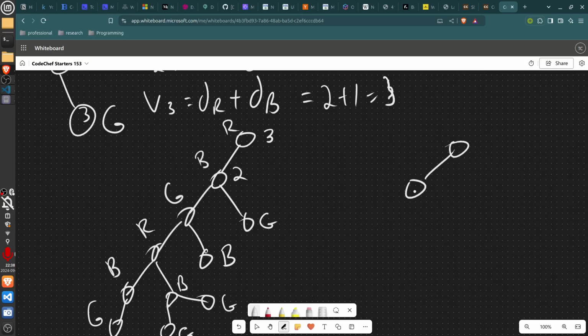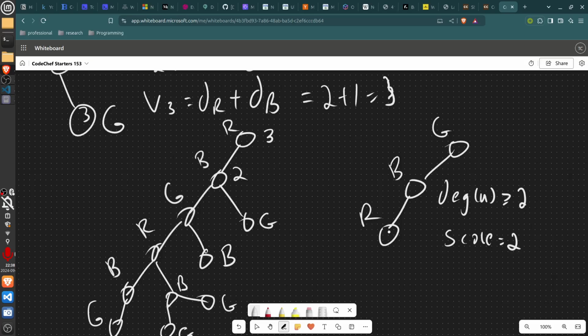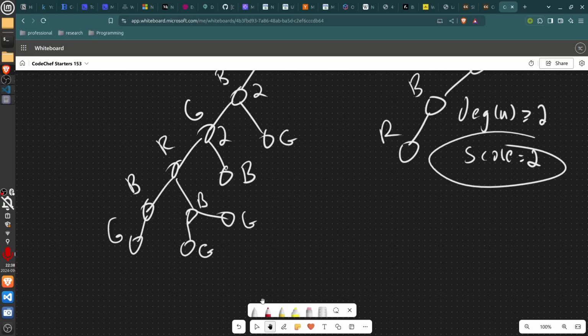So you quickly come to an observation. If the degree of a node is greater than or equal to 2, then the score will equal 2. Why? Because if you have at least 2 adjacent nodes, you can always place the 2 opposing colors directly adjacent to it, a distance of 1 away. So whatever color this is, blue, you can do green and red. You can do that with anything. So if the degree is greater than that, the score is equal to 2. I can already determine that all of these, where the degree is greater, are going to be 2.